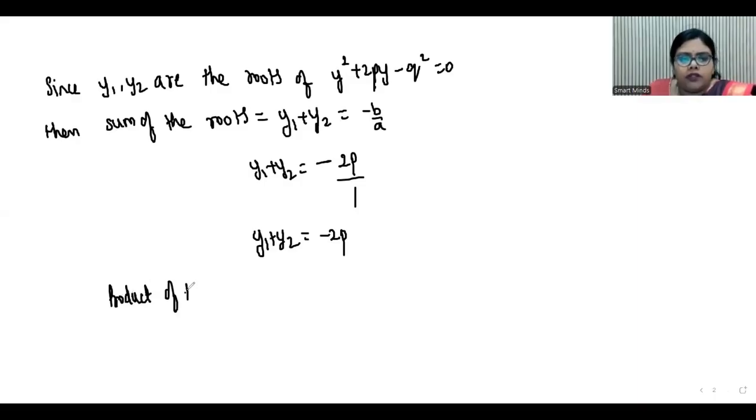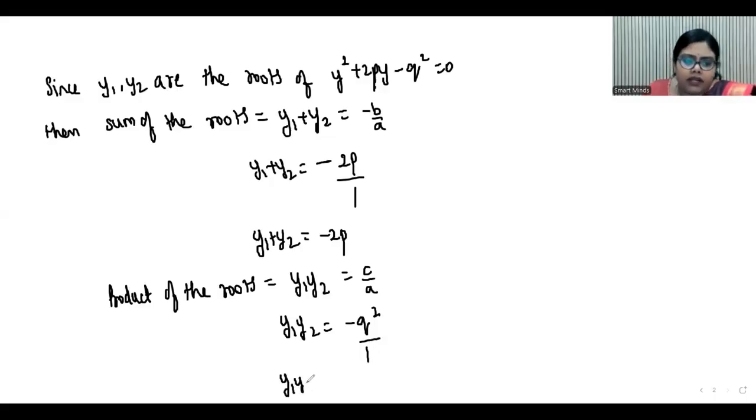Now product of the roots. Product of the roots is y1 y2. Formula is c by a. So y1 y2 is equal to c, which is minus q square, by a is 1. So y1 y2 is minus q square. Now what is the equation of a circle when the ends of the diameter are given?